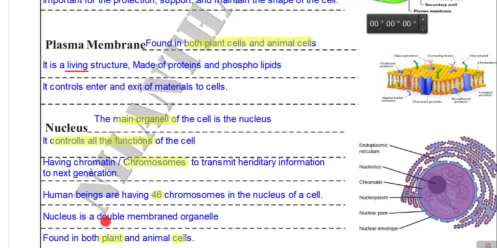The nucleus is a double membrane organelle. It has two membranes. That is also important. Double membrane. Found in both plant and animal cells. Please write it, children. I will give you 5 minutes.